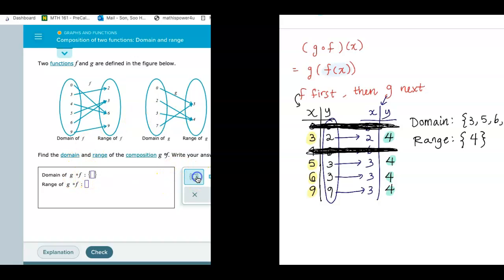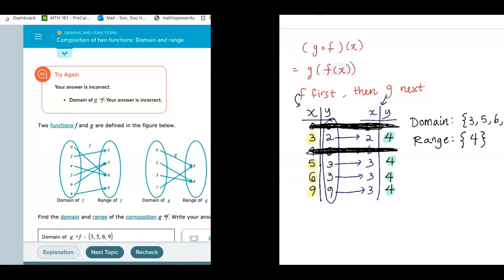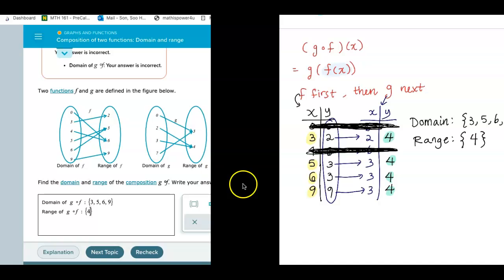Let me go ahead and type these in. 3, 5, 6, and 9 for the domain. And the range is simply 4. Check. Oh no, something is wrong. I messed up on the domain. What did I do wrong?